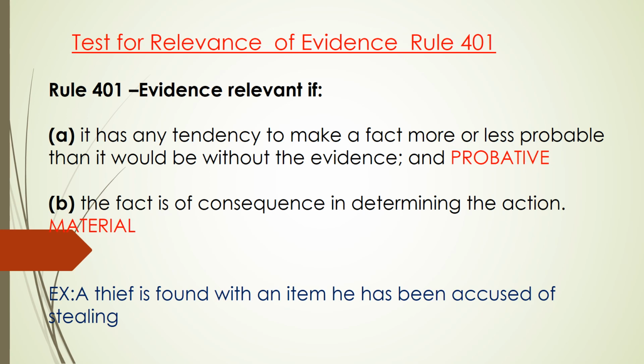The probative prong of the test is that the evidence has to make a fact more or less probable than it would be without the evidence. And it is material if it is crucial, if it is key in determining the action being sought before the court. For example, a thief is found with an item he has been accused of stealing. That very item, in this case, is material, or relevant, for the particular case.